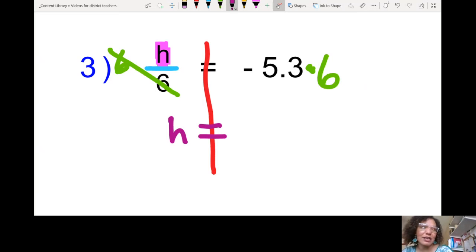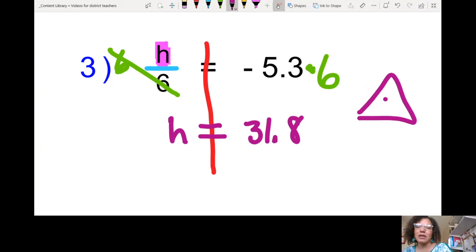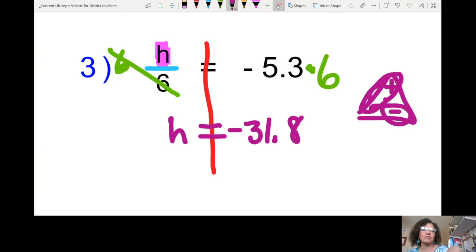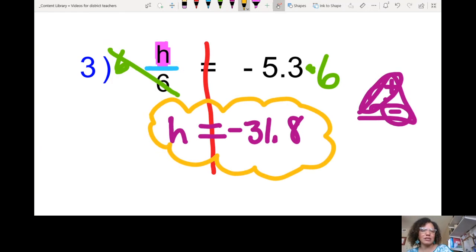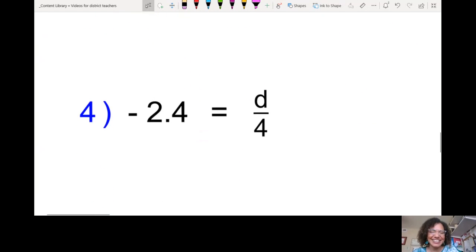And if you accidentally got positive 31.8 like I originally got, I knew I did something wrong, because I know that when you're multiplying a negative times a positive gives you a negative. So that's how I knew I had done something wrong. And there is my handy dandy answer. All right. Once you're bored with me, you don't have to keep listening. All right, let's try the next one.